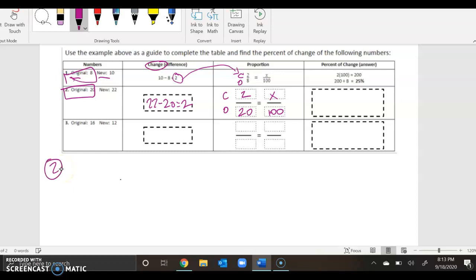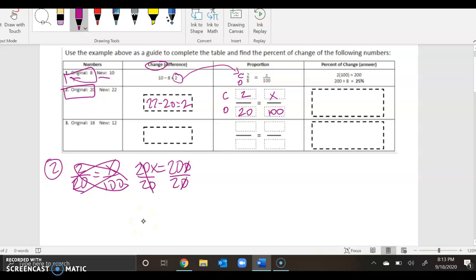So I'm going to come down here and solve it. Cross multiply 20 times x and 2 times 100. To get x by itself, we have to divide by 20. We can take a 0 away from the top and the bottom, but we still have 20 divided by 2, or half of 20, which is 10. And it is a percent because x was over 100, so the percent was missing.